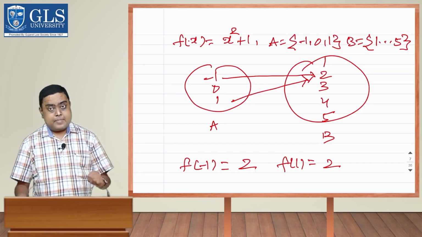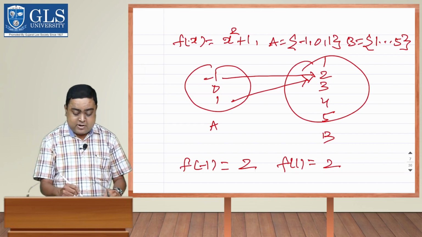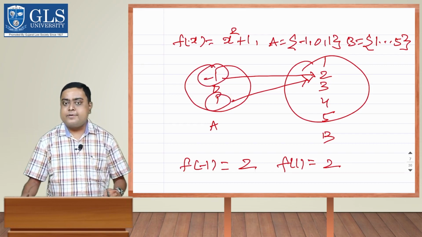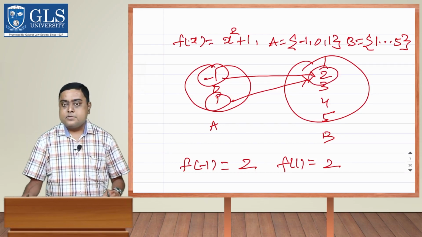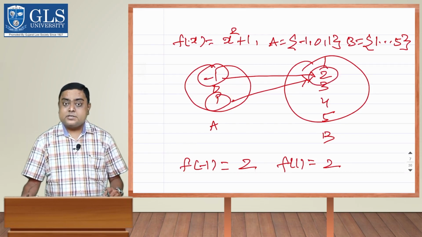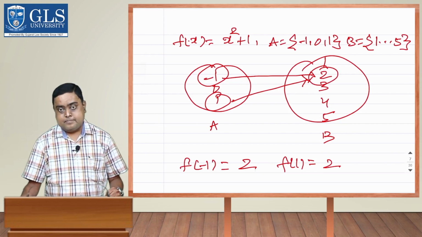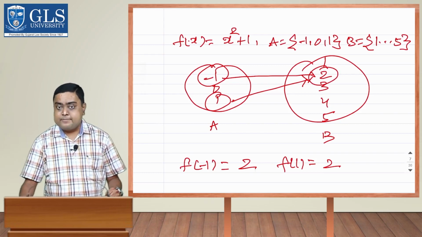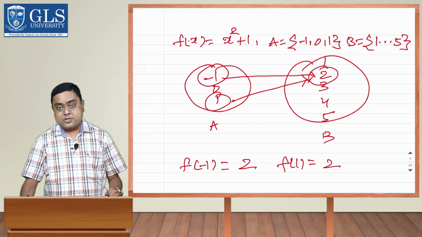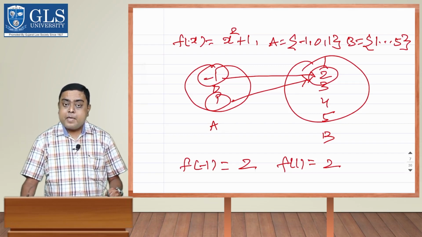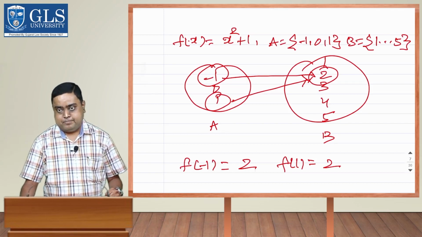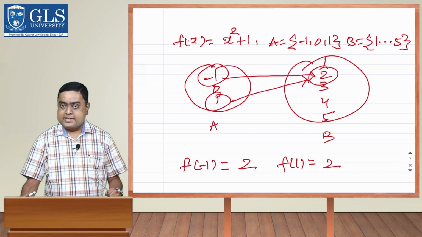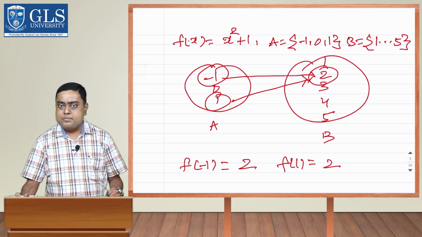So friends, here in this example you can see the values of x, -1 and 1, both are different, but look at their images. Images are the same. So as values of x are different but the corresponding images are the same, then we say that the function is many one function.